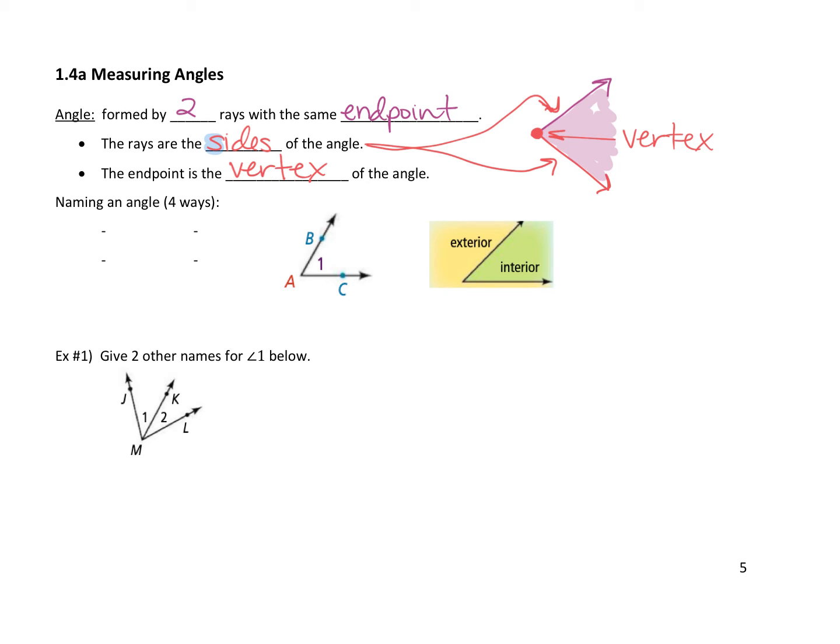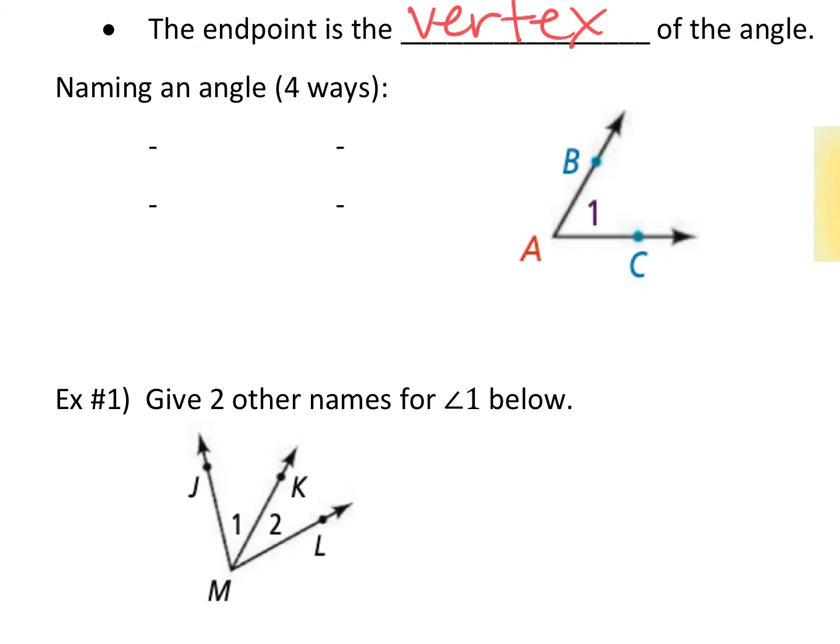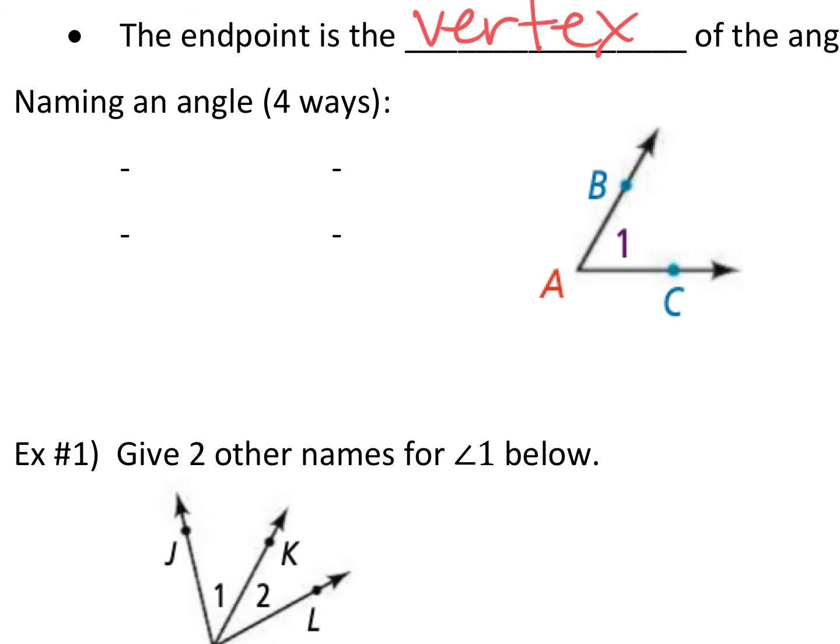Now, I gave you an angle right here. There are 4 different ways that I could name this angle, and I'm curious if any of you could guess one of those 4 ways. Angle A. Okay, so that's one way you could name this. You can name it by its vertex. Angle A.